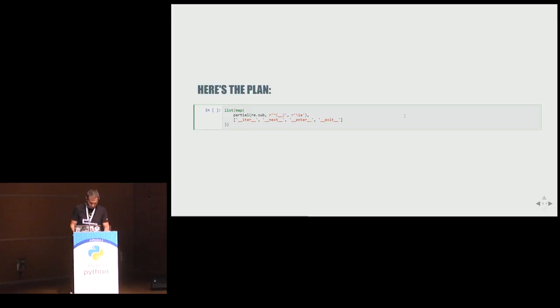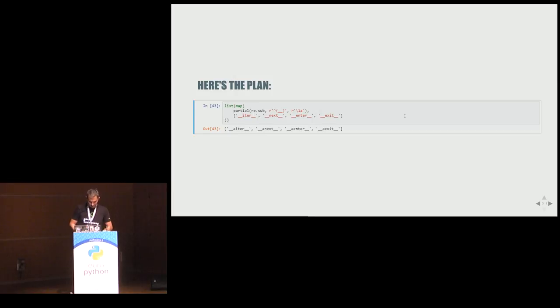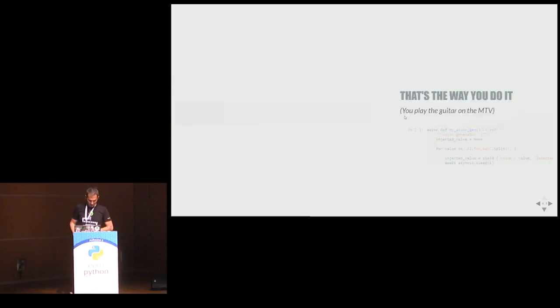This is a Jupyter notebook, by the way. Here we go. So we take our standard dunder methods and append A, and we turn them into async dunder methods, right? So let's see how we can implement something with those dunder methods.